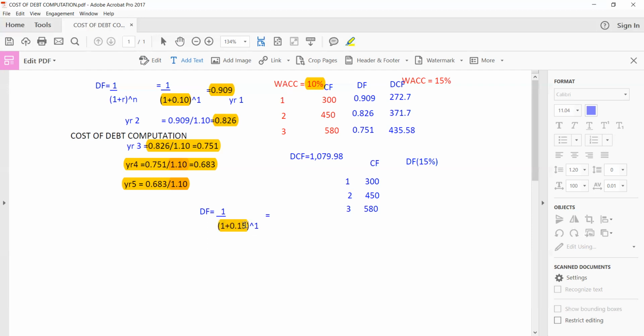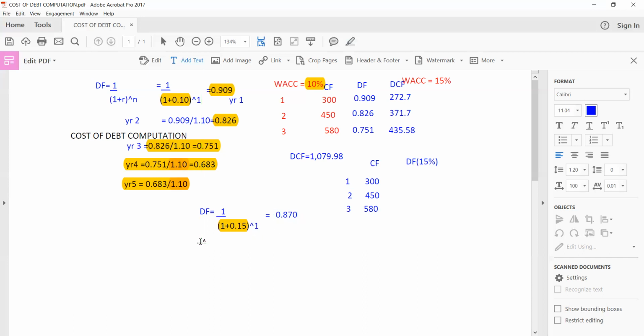The only problem here is how do I get the answer for the first year? The answer for the first year is 1 over 1 plus 0.15 to the power 1. That will give me technically 0.870 to 3 decimal places.